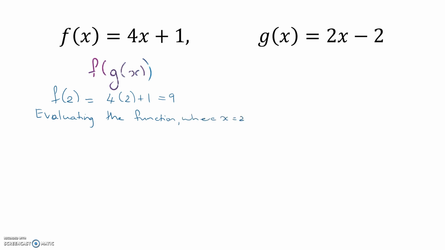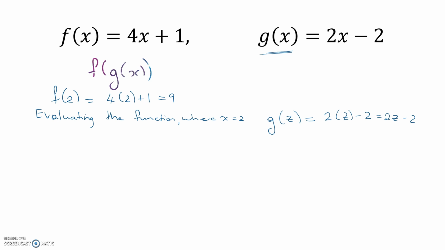Now let's try something with g this time. Let's use z. So let's replace x with z. What we're finding is g of z. So that means we need to put, there's the function, there's the rule, but this time we need to put z where we've got x. So it would be 2 times z minus 2, which would be 2z minus 2.